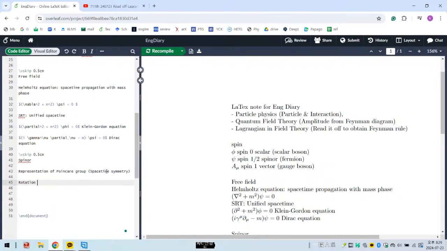The point is that the Poincare group corresponds to the space-time symmetry. So there is rotation in space-time and translation, and corresponding to such symmetry, rotation gives the angular momentum or spin or boost, and translation gives the momentum. So representing the Poincare group means that we should find the invariant representation, I mean the invariant quantity under such a space-time transformation of the Poincare group.